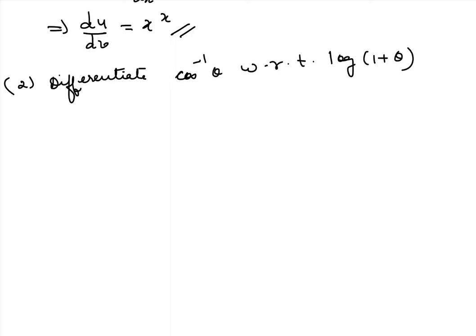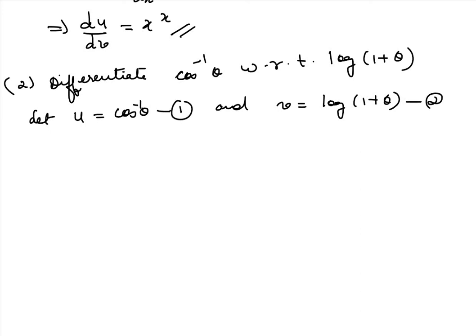So let us differentiate cos inverse of theta with respect to log of 1 plus theta. Like in the first problem, you can take u is equal to cos inverse of theta, and v is equal to log of 1 plus theta. Name this as equation 1, this as equation 2. Now from 1, cos u will be equal to theta. Name this as equation 3.